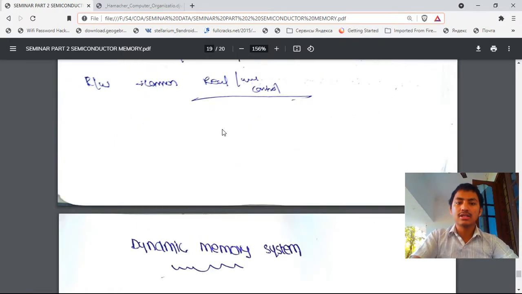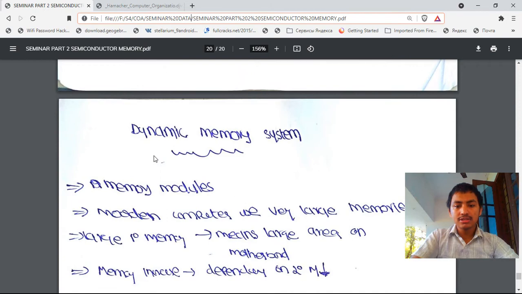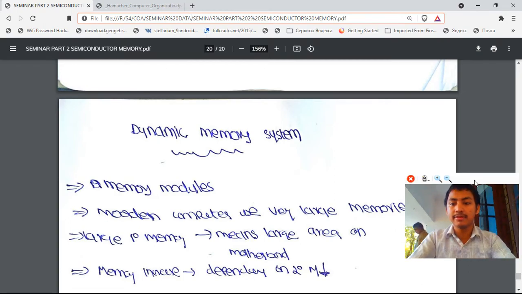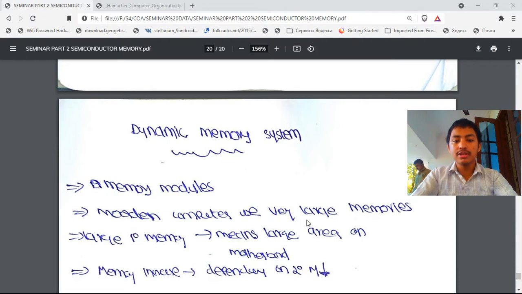So in the case of dynamic memory systems, there will be memory modules. Modern computers use very large scale memories, like as we know, very large scale memories. That means if we make our primary memory, that's our RAM, much larger, what happens is, as we know, we will put the memory chips on the motherboard. So the memory chips or RAM devices are big enough.